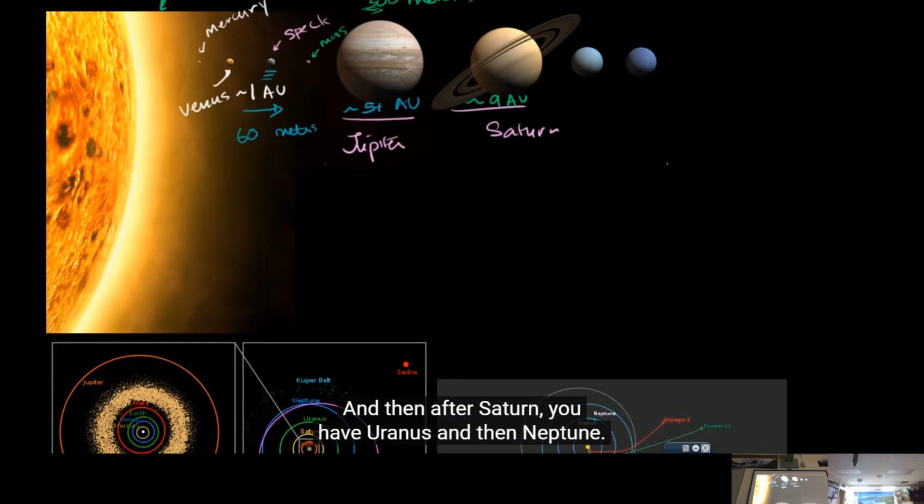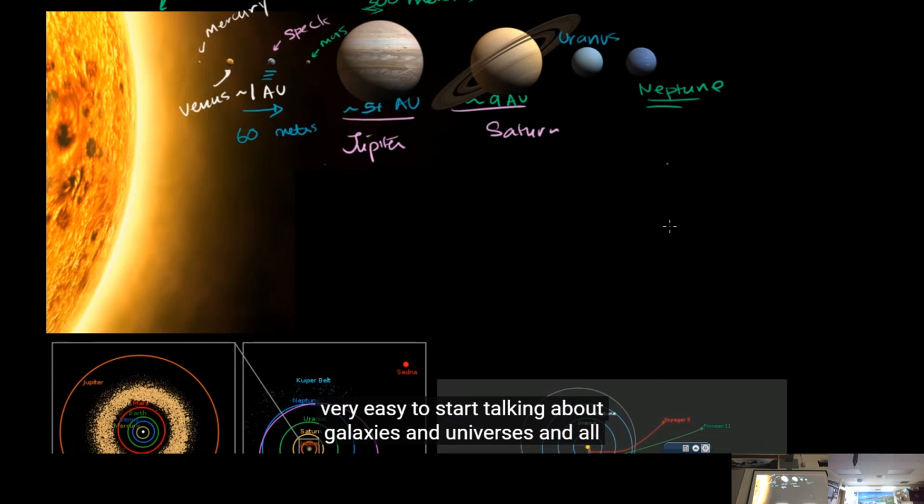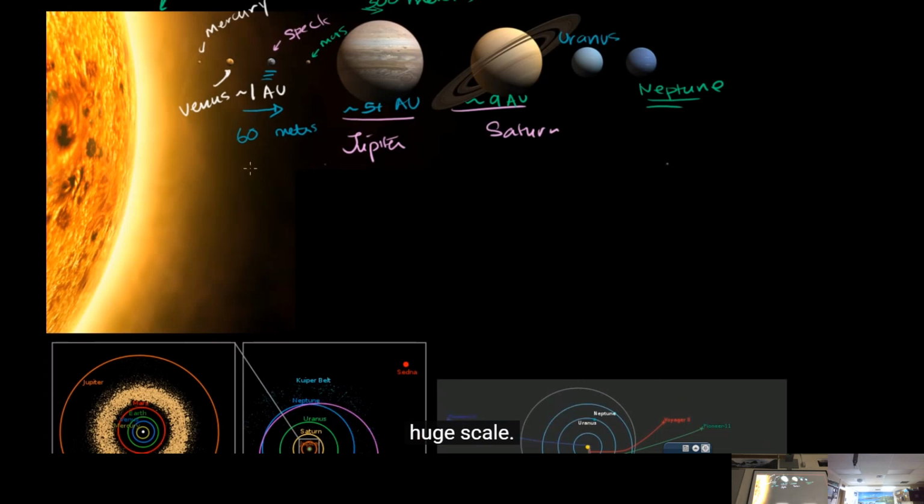And then after Saturn, you have Uranus, and then Neptune. And obviously these guys are even further. And just to give you a sense, it's very easy to start talking about galaxies and the universe. But I really just want to get across that already, what we've talked about, we're talking about huge distances, huge scale.